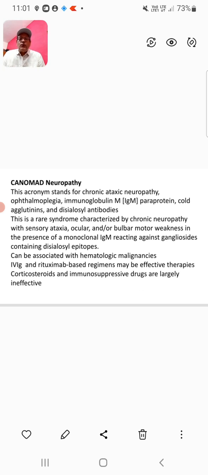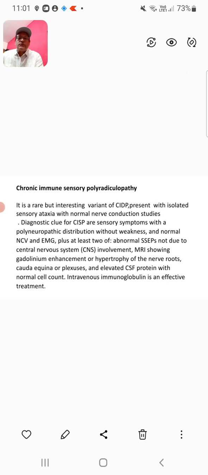A few words about CANOMAD neuropathy. The acronym stands for chronic ataxic neuropathy, ophthalmoplegia, immunoglobulin IgM paraprotein, cold agglutinin, and disialosyl antibody. This is a rare syndrome characterized by chronic neuropathy with sensory ataxia, ocular and bulbar motor weakness in the presence of a monoclonal IgM reacting against the gangliosides containing the disialosyl epitopes. Again, it may respond poorly to the steroids.